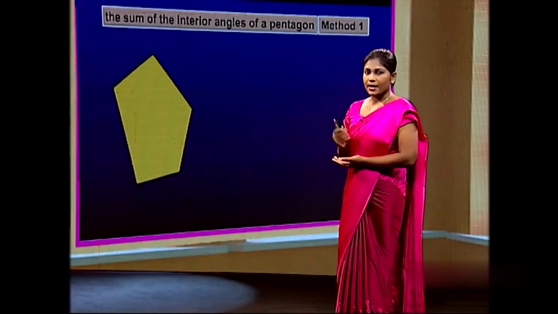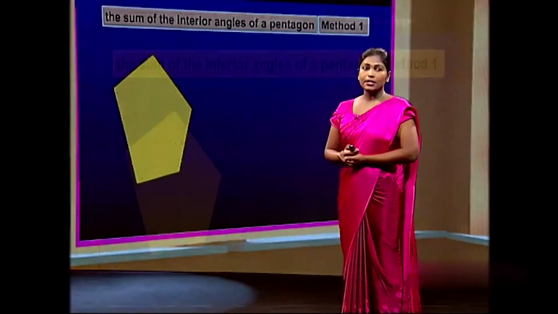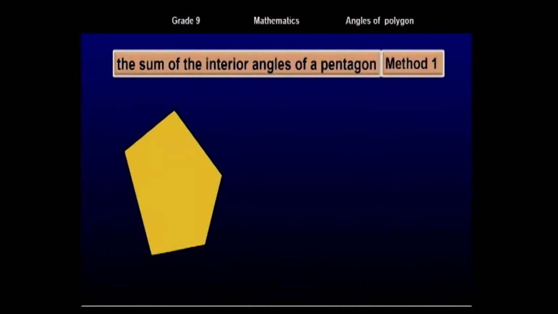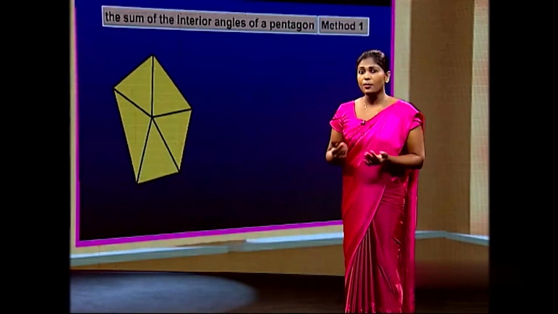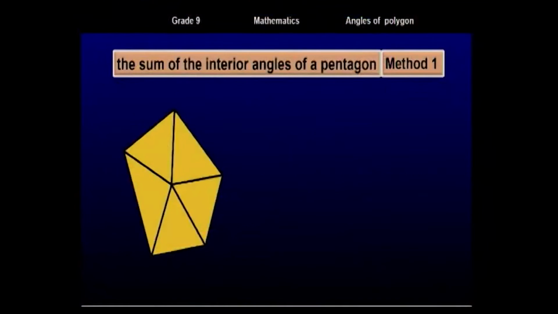Now look at that. Now you can see the yellow pentagon. Here the number of sides is equal to 5. Now I take a point inside this pentagon and join lines from this point to the other vertices. Then there are so many triangles. How many triangles are there? Look at this. There are 5 triangles. Here the number of sides of the pentagon is 5, and this is equal to the number of triangles.